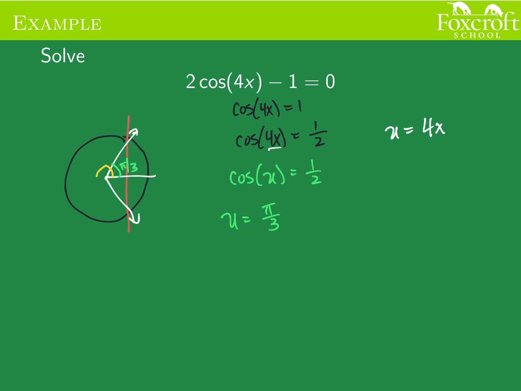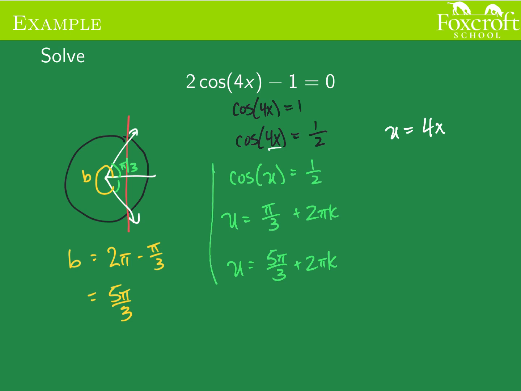The other angle I care about, let's call it B. B is just missing this little reference angle from being a full circle. So B is going to be the full circle 2 pi minus the reference angle, pi over 3. That's going to be 5 pi over 3. So to solve the green equation, it could be this answer, or if we want all the solutions, I'll just do all the solutions for now. This would be the answer to this green equation if that was our original problem.